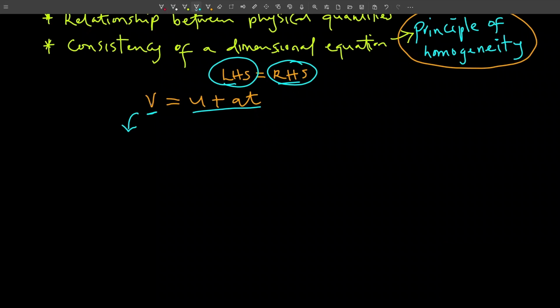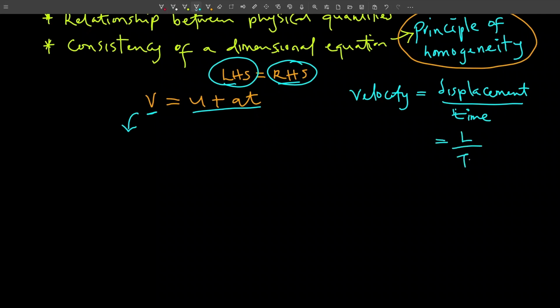The dimension for velocity: don't forget the definition of velocity. Velocity is displacement over time. So the dimension will be displacement is L and time is T, which gives me LT raised to minus 1. Sometimes you can write this with the three major dimensions I told you about, M, L, and T. Since there is no M in this dimension, you can just write M raised to 0, LT raised to minus 1.